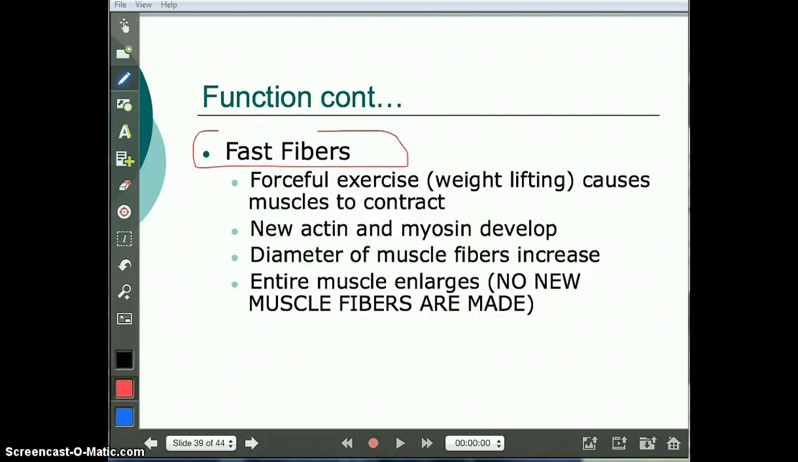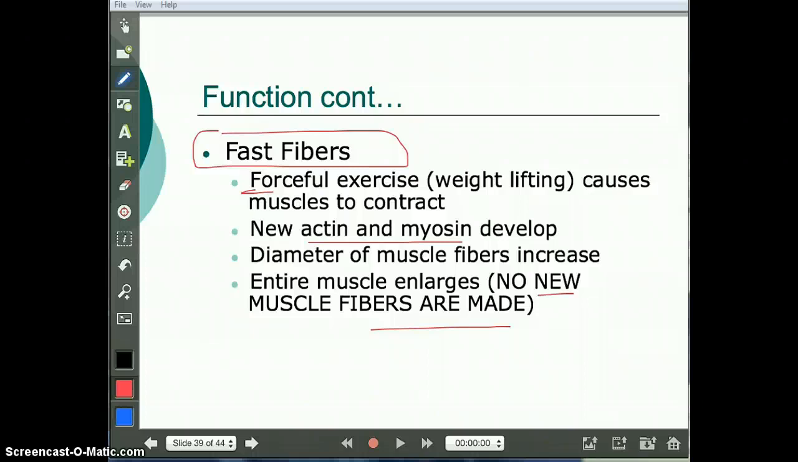Fast fibers, we see this typically in some of the very large muscles that undergo hypertrophy. These are the ones that you undergo with forceful exercises. So when you do some weightlifting, new actin and myosin develop, but no new muscle fibers are made. So no matter the biggest guy and the littlest person in this room, you all have the same amount of muscle fibers.